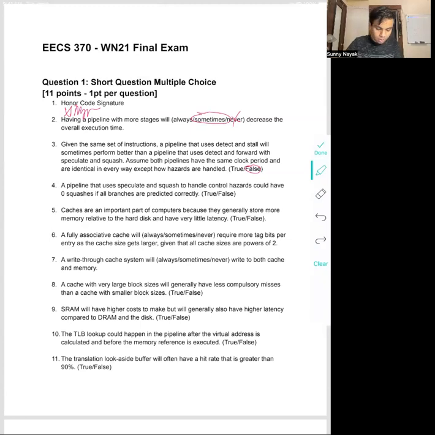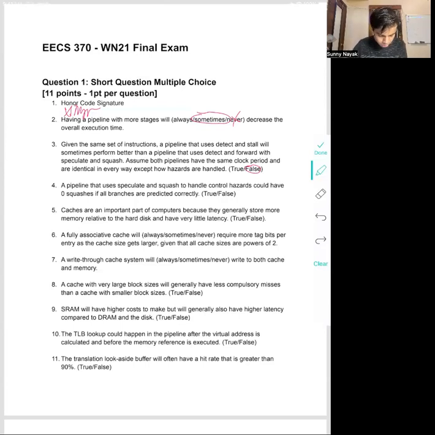So the reason this is false is that detect and forward is almost strictly an improvement on detect and stall. It just says, if it's possible, I will forward you the values. If not, you're going to have to stall. But stalling is kind of the worst scenario, and so detect and forward is always going to be better. So this is going to be false.